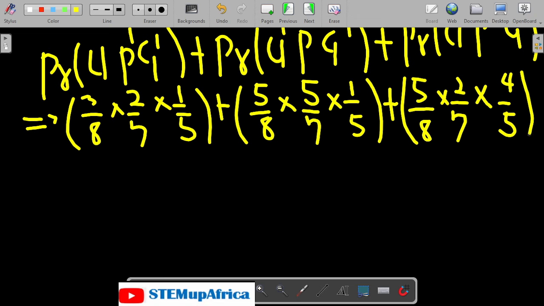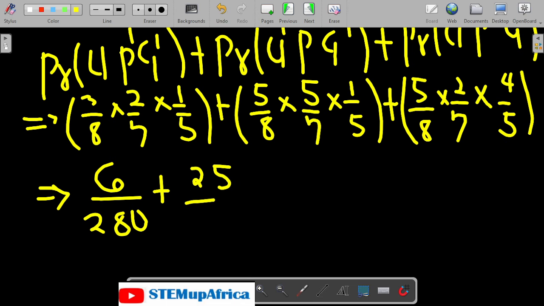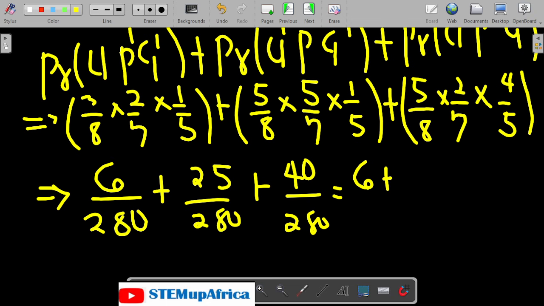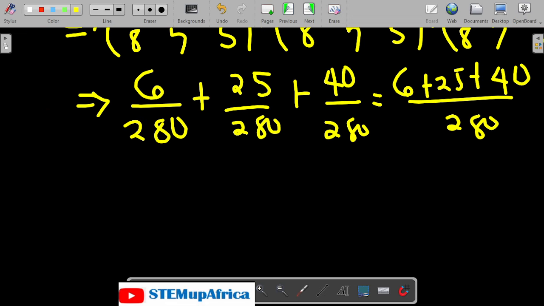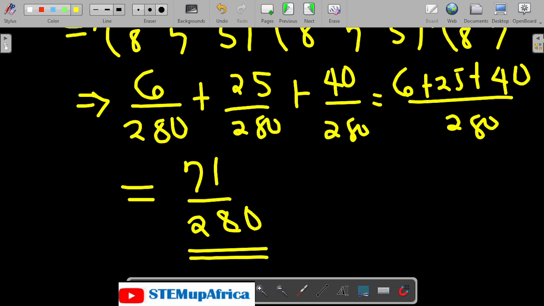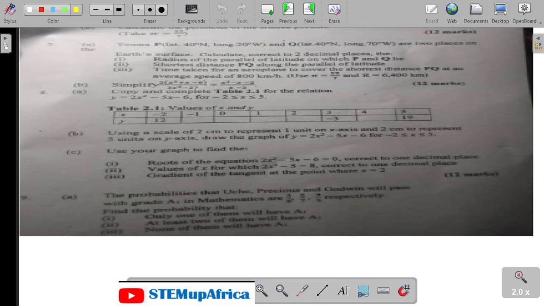So if I simplify further, what am I having? The first will give me 6 over 280 plus 25 over 280 plus 40 over 280. The LCM is 280. I'm going to have 6 plus 25 plus 40 divided by 280. So what are we having? This will give us 71 over 280. That is the solution to Roman figure 1, number 9a.